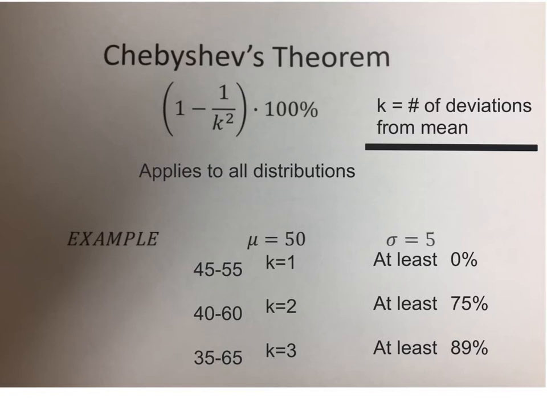If we look at k equals 2, 40 to 60, at least 75% of the population will fall between 40 and 60, given the fact that my mean is 50 and my deviation is 5. Between 35 and 65, at least 89%. It could be 100%, but it will be at least 89%. Let's move on to the empirical rule now.